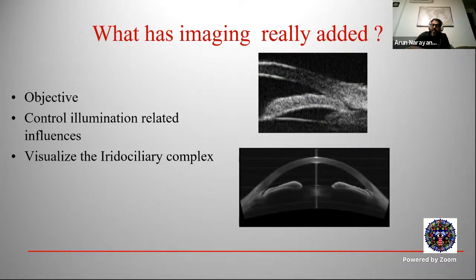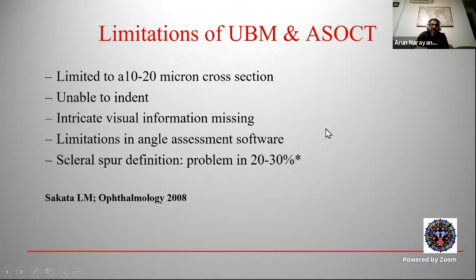It has added an objective component. It has helped us control some illumination-related influences. And of course, a very crucial part which we discussed is to visualize the iridociliary complex. Some of the limitations of this technology is that it's limited to a 10 to 20 micron cross-section, whereas with gonioscopy, you're seeing the entire quadrant and nearly 360 degrees of the angle to make an inference.